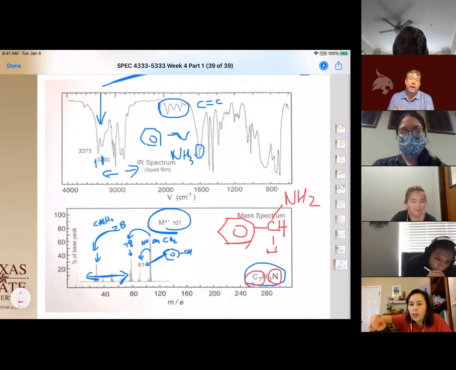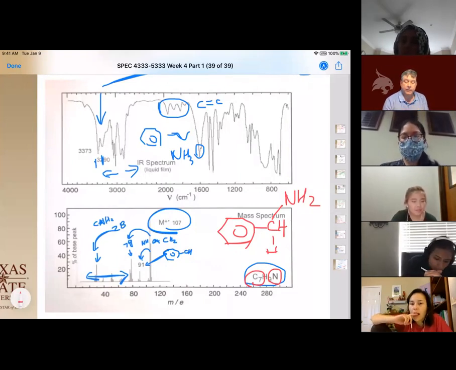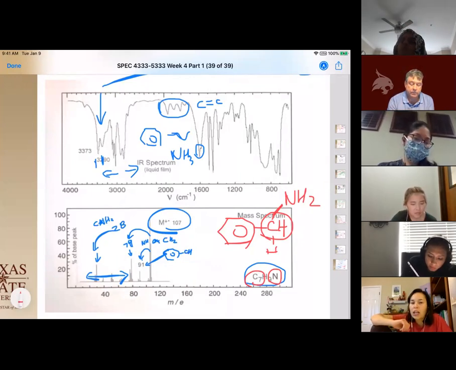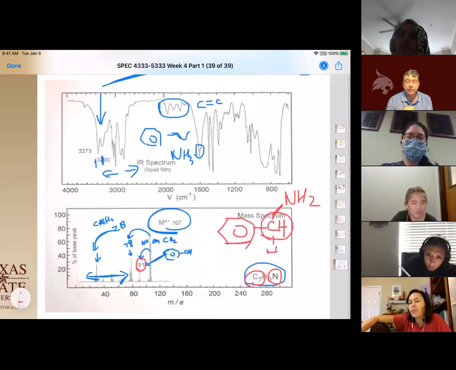Again, why do we think that this right here is attached to the nitrogen? That same thing, that fragment coming off. Notice the tryptophan's not the biggest peak there. If this was a straight chain hydrocarbon coming off here, your tryptophan would be the biggest peak.